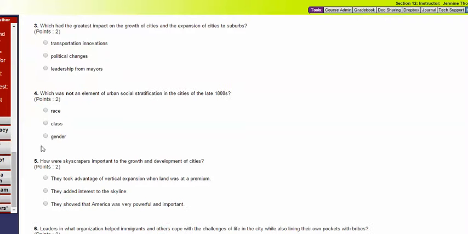Number 3, which had the greatest impact on the growth of the cities and the expansion of cities to the suburbs? Transportation innovations, political changes, or leadership from mayors? Number 4, which was not an element of urban social stratification in the cities of the late 1800s? Race, class, or gender?